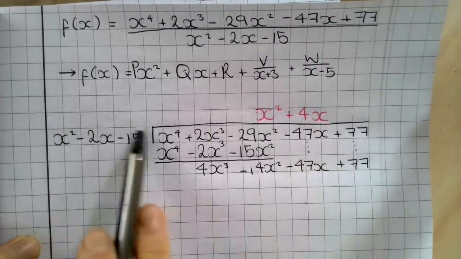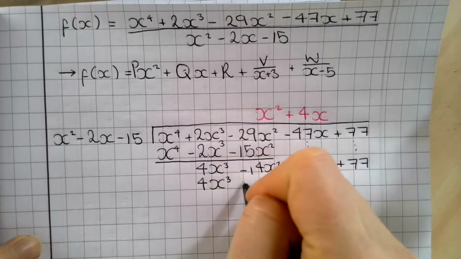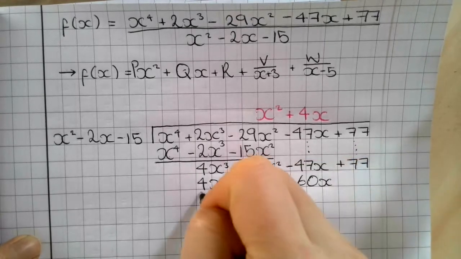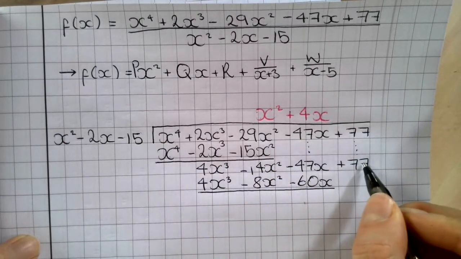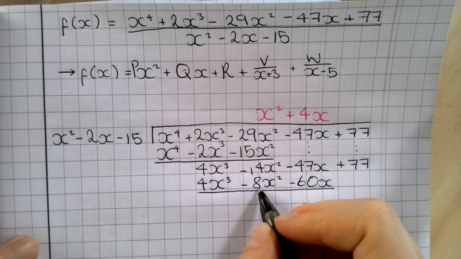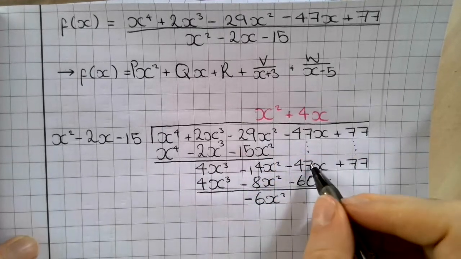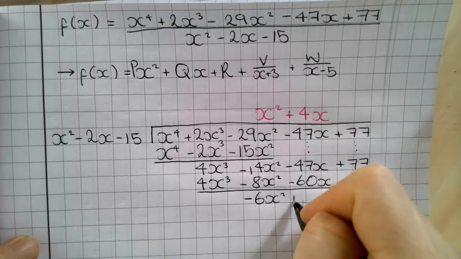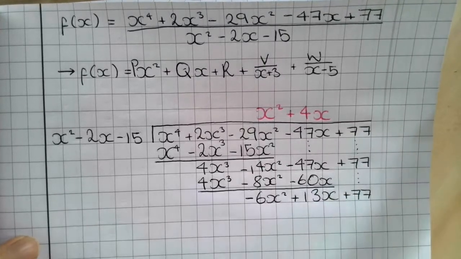We're going to now multiply 4x by the expression outside of the bus stop. We get 4x cubed, subtract 8x squared, subtract 60x, and we're going to subtract this expression from this one. So my 4x cubes cancel. Negative 14x squared subtract negative 8x squared, that's negative 6x squared. Negative 47x subtract 60x, that is 13x. And then 77 subtract 0 is 77.